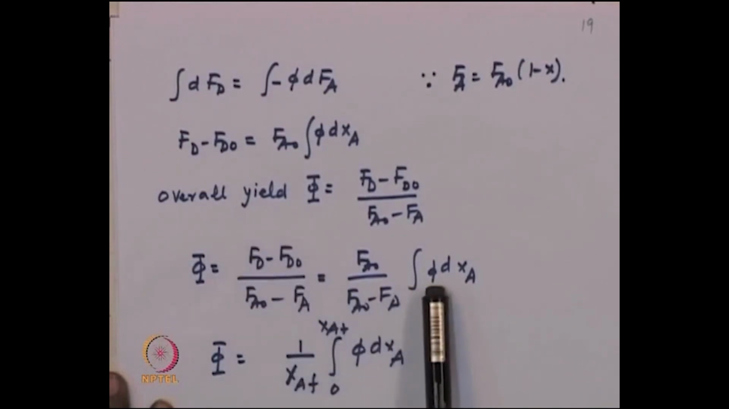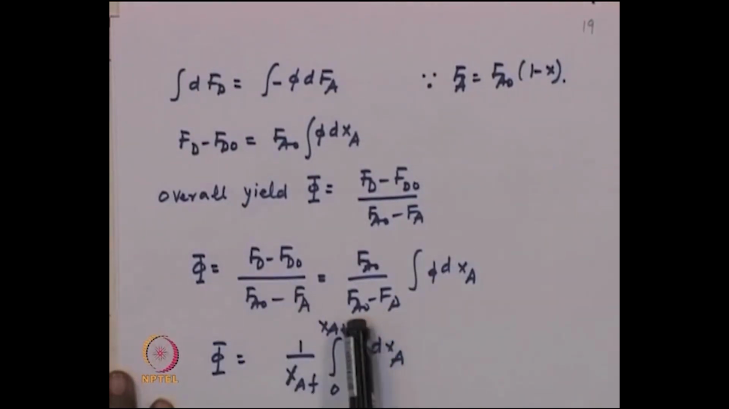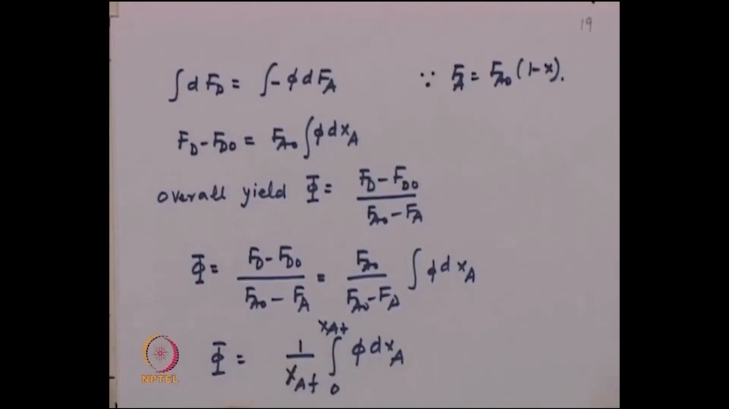What is this term? It is coming from here. So, it is Fa 0 times phi dxa, and this term is Fa 0 times xaf. In other words, the overall yield that you will get from a process is an integral of phi dxa, where phi is a state function, from 0 to xa, divided by xaf. This representation has several advantages, as we will see shortly. So the overall yield in a batch or plug flow kind of device is the integral of phi dxa divided by xaf.